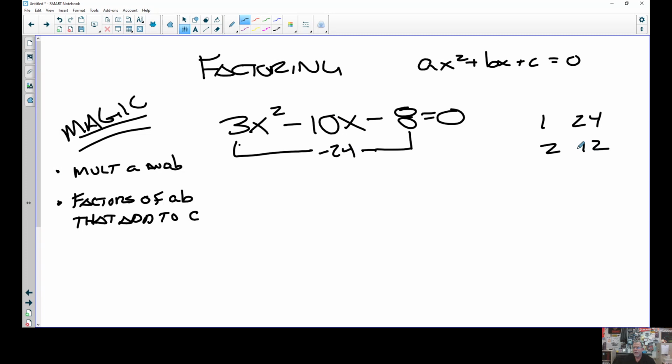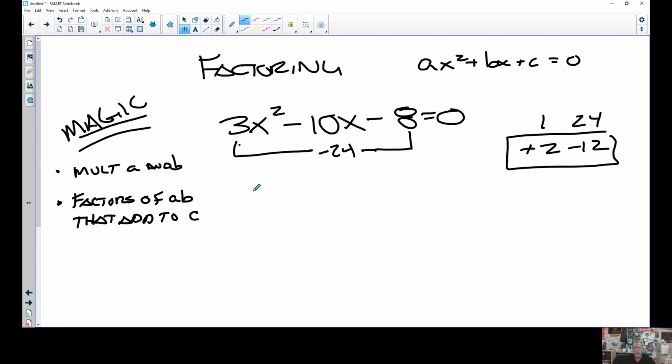We want them to add to negative 10. So I'm thinking that's a positive 2 and a negative 12. Those will be our factors. They multiply to negative 24 and they add to negative 10. So we have those to work with.